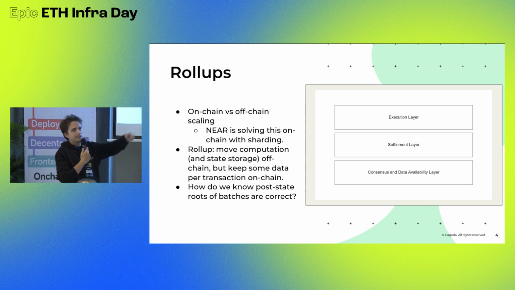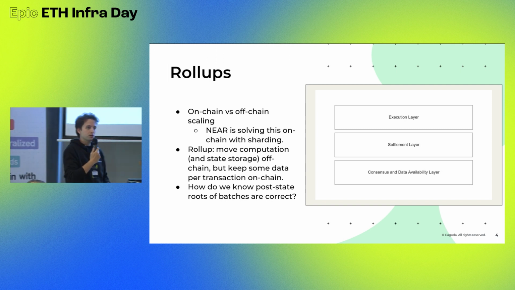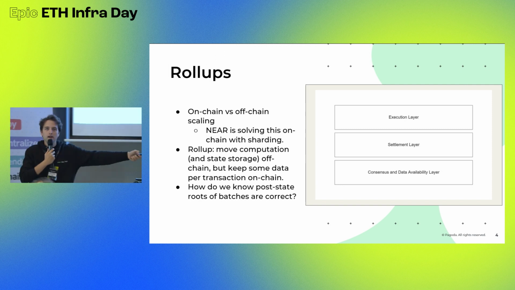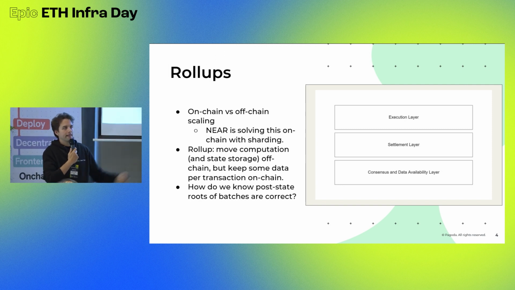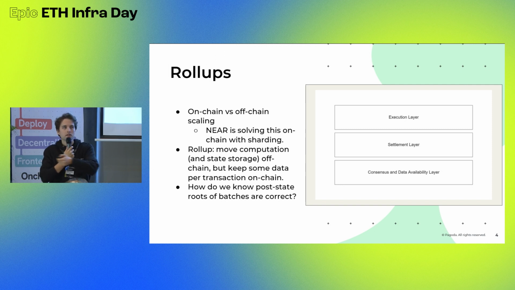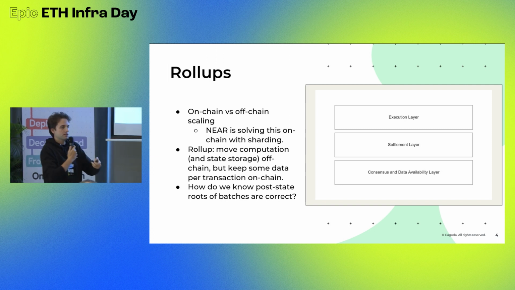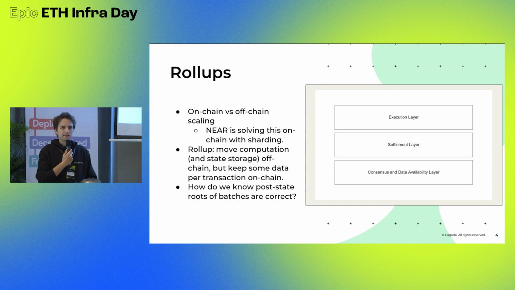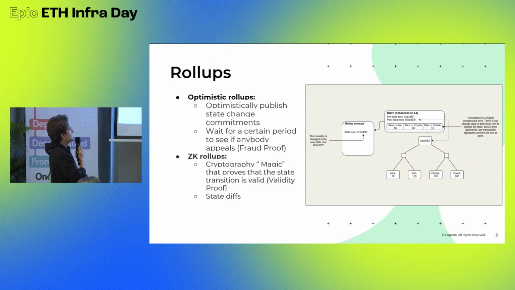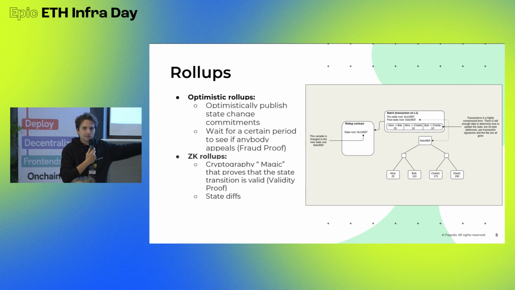But let's say we take the execution layer out, we do some execution, and then we want to put it back to the L1 as the settlement. How do we know that the state transition that we did off-chain, based on the transactions that we executed, is correct, right? I'll just skim through this because everybody knows about it.